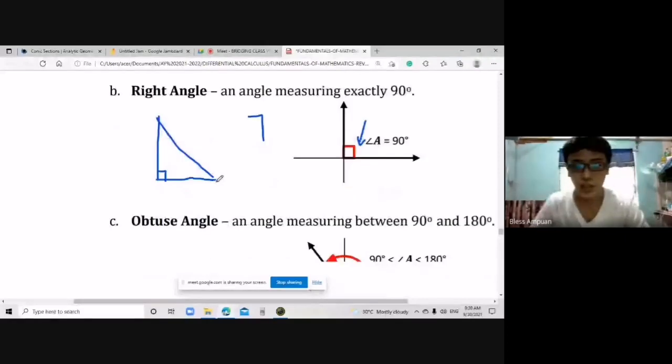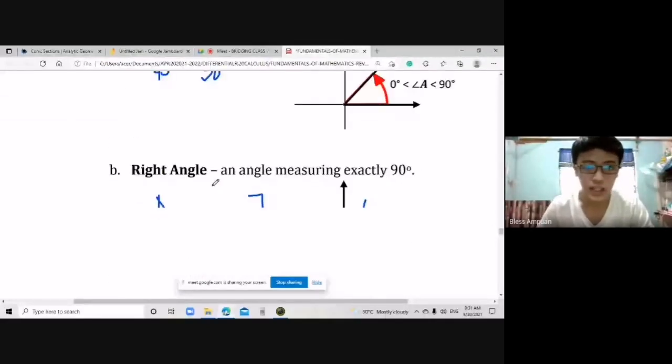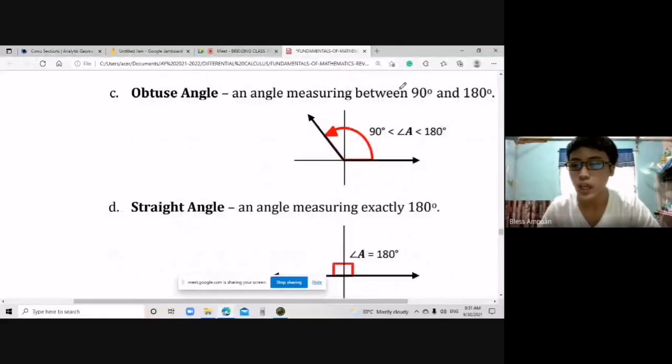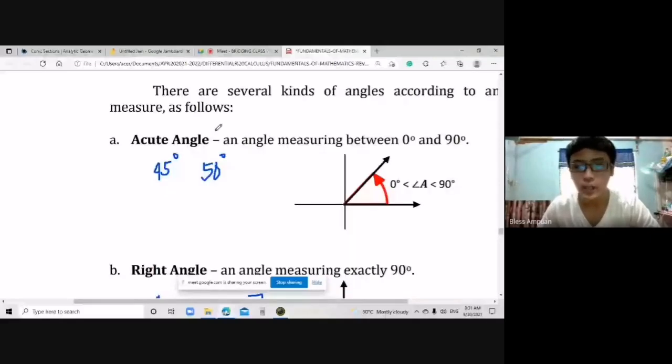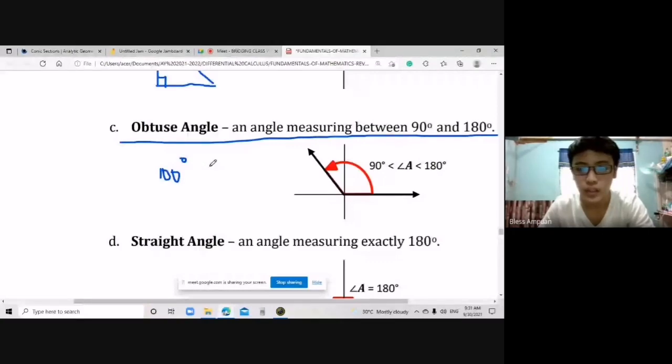Anyway, we are under the angles, so let's focus first on the angles: acute angles, right angles, and then the obtuse angle. These are angles between 90 and 180. So we can say that acute is from 0 to 90, right is exactly 90, and obtuse angle is measuring between 90 and 180. If we have a 100 degree angle, we can say that this is an obtuse angle. If we have 120 degrees, this is also an obtuse angle.